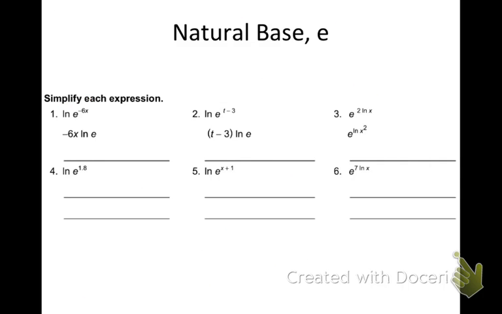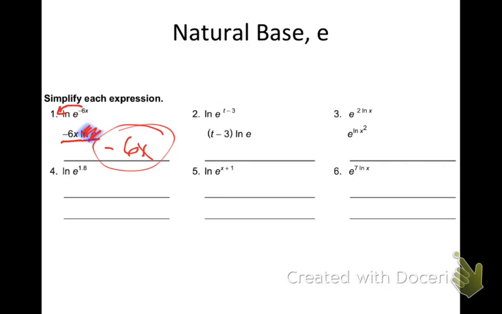Let's try number 1. Simplify each expression. Natural log of e to the negative 6x power. When I have a negative 6x power, where am I going to put that? In the front. So I have negative 6x times the natural log of e. What happens to that natural log of e? It cancels. And I'm left with negative 6x. There's your answer. So it literally just cancels out? Yep.